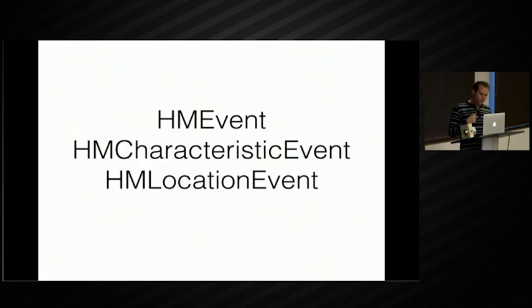So HM events are things that can trigger things. You can have a characteristic event, which would be like the state of something. For example, the state of a lock, you can have a characteristic event associated with a particular characteristic and its value. You can also have a location event, which is basically triggering on where you are, where the user is with their phone.